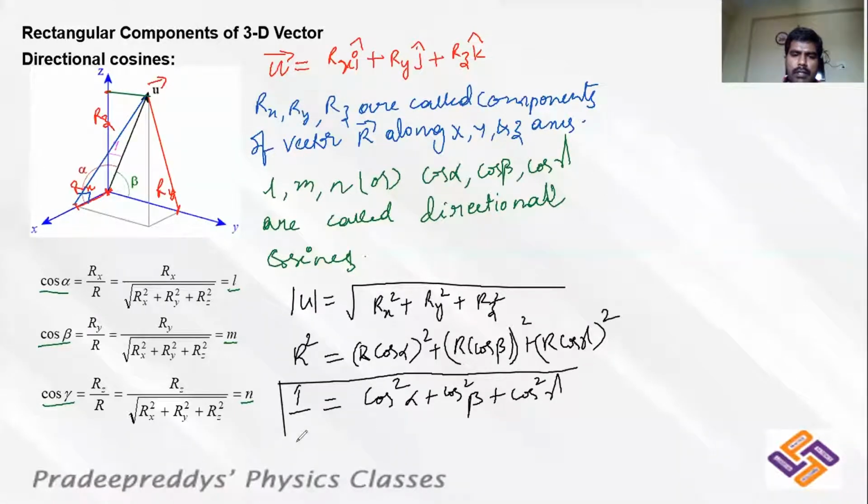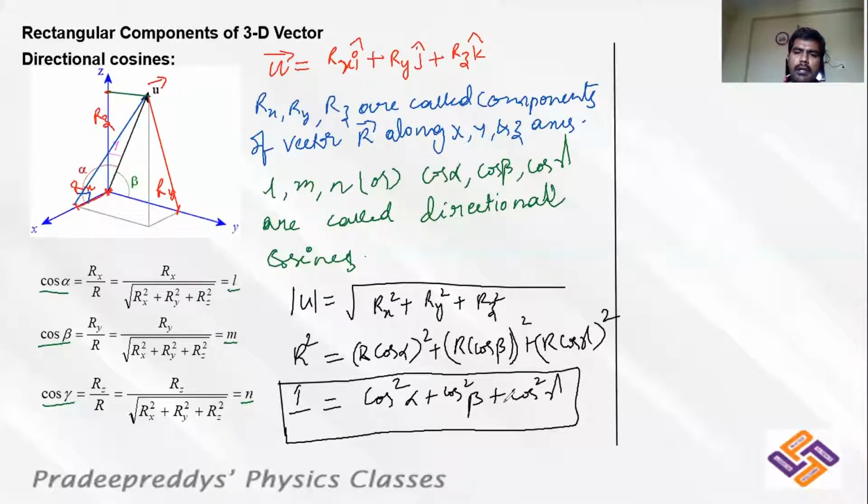That means the sum of squares of directional cosines of a vector in 3 dimensions is equal to 1. And the same thing can also be written as L square plus M square plus N square is equal to 1, because cos alpha is L, cos beta is M, cos gamma is N. Next thing, we can write sine square alpha as 1 minus cos square alpha.